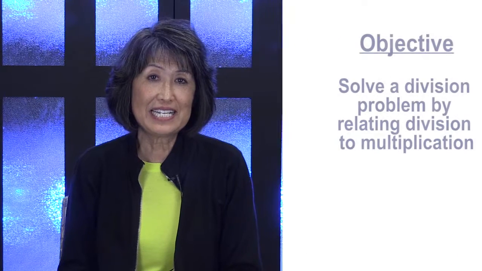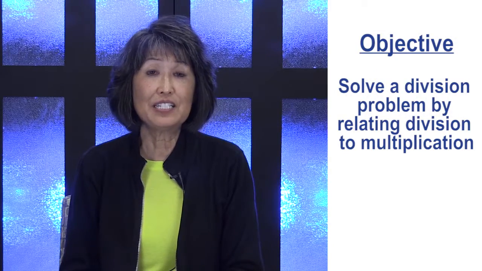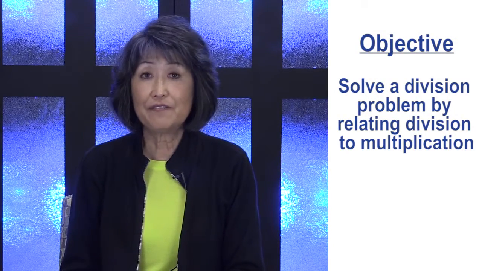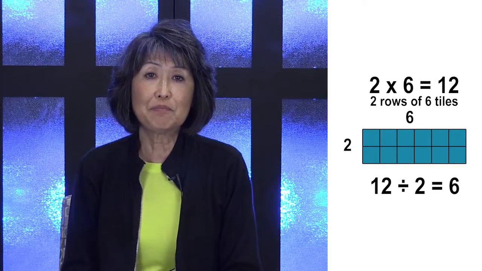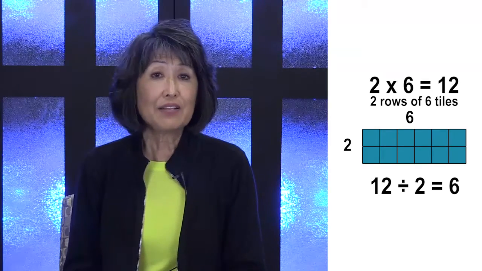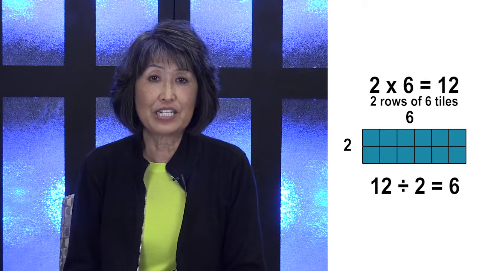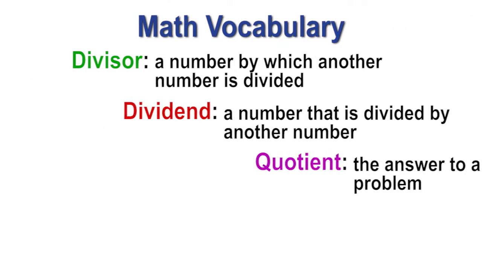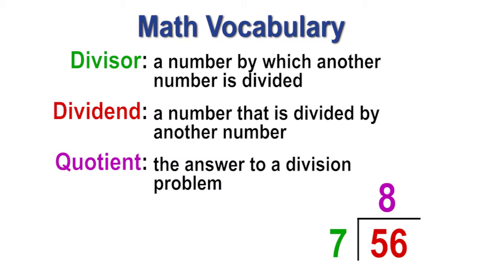The objective of this lesson is to have students be able to solve a division problem by relating division to multiplication. In the previous lesson, students solved division problems by counting rows or columns in an array. Now that students have an understanding of division and what the parts represent, the terms divisor, dividend, and quotient can be introduced.